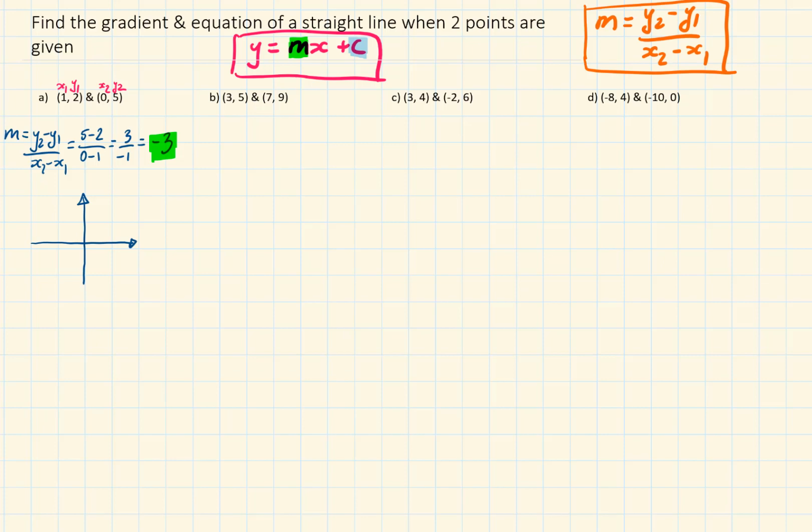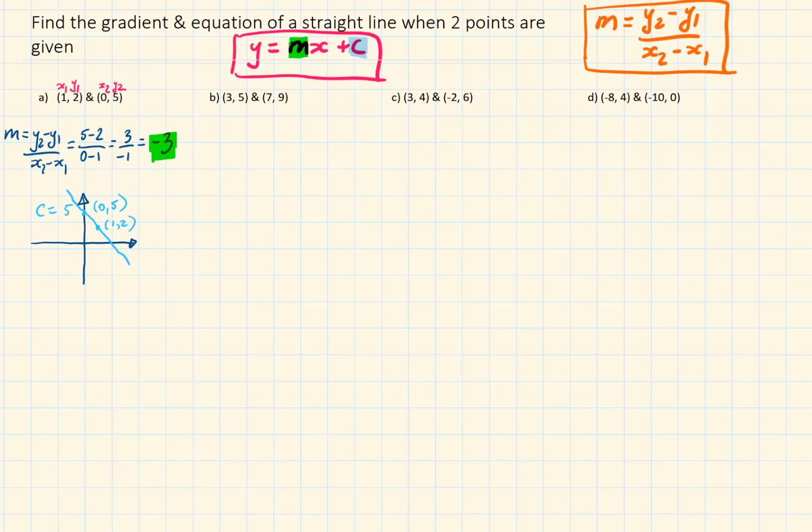So we have a gradient of minus 3, and we've got these 2 points. If I plot the point 0, 5, we can see that that's actually our y-intercept. And then plot the point 1, 2. It's going to give you a line going downwards, and that's right because the gradient is minus 3. So from here we can see that c is equal to 5.